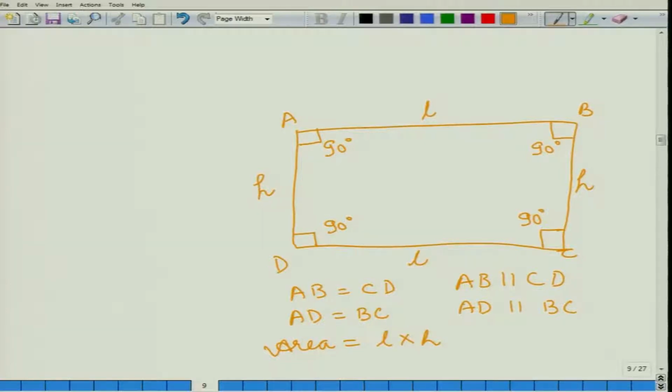The perimeter will be equal to AB plus BC plus CD plus DA, which is L plus h plus L plus h, equals twice of L plus h. So, the perimeter is twice the sum of the lengths of sides and the area is the product of the lengths of sides.